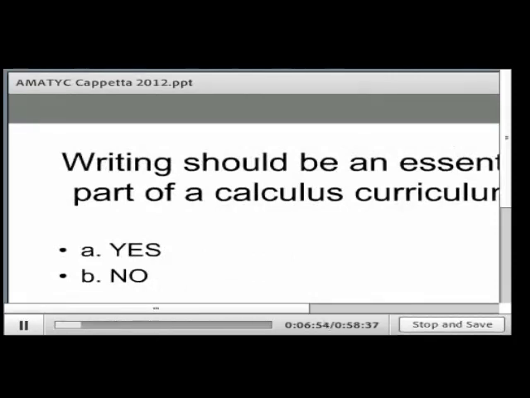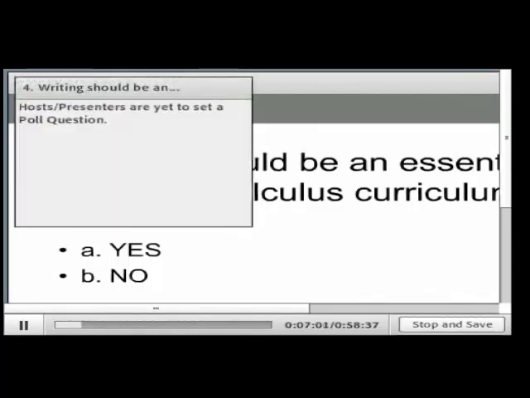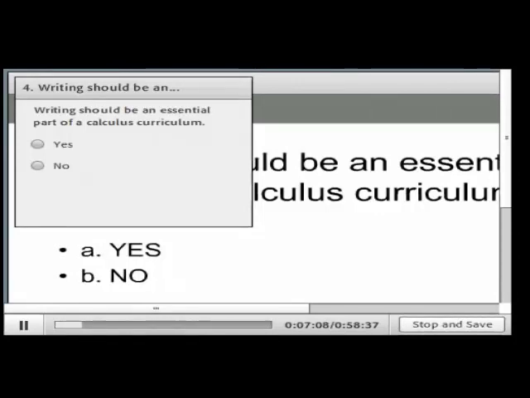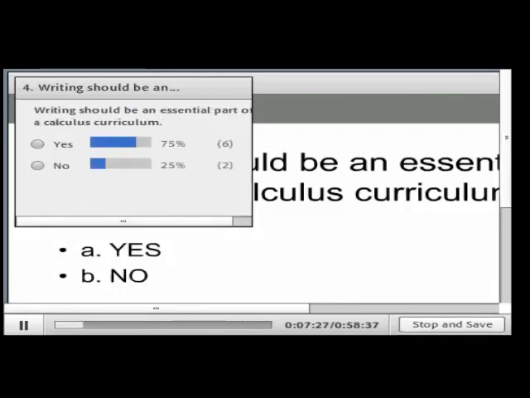Let me ask you this question. Do you think that writing should be an essential part of a calculus curriculum? Is writing an essential part? Do you mean writing like sentences, or writing out their thoughts about the procedural part? Can you clarify that? Words, sentences, paragraphs, essays, okay. Sentences, yes. Certainly writing your solutions down as opposed to doing it in your head, I think all of us would agree with that. But is writing to describe your understanding something we should consider in the calculus class?